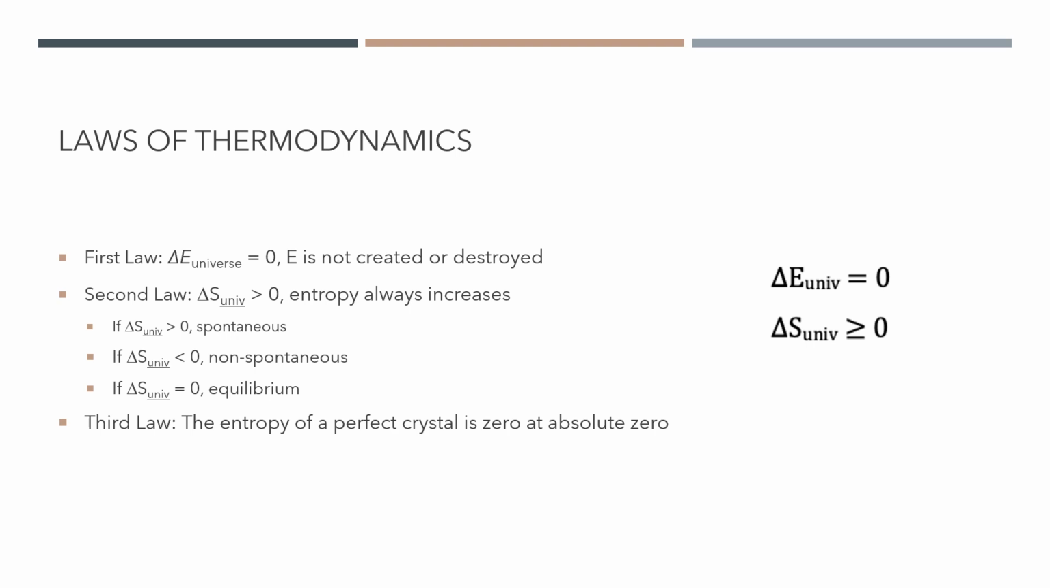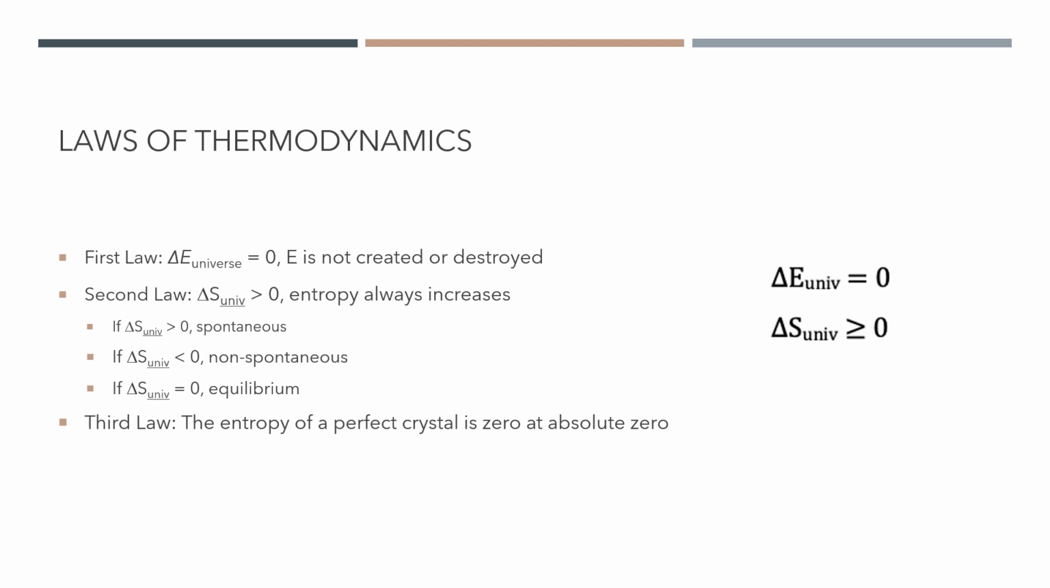The first law is that the change in energy of the universe is always going to equal 0 because energy is neither created nor destroyed. It is always present. So if, say, you have a system and it loses energy, that energy goes somewhere. It just goes to the surroundings and then to the rest of the universe.